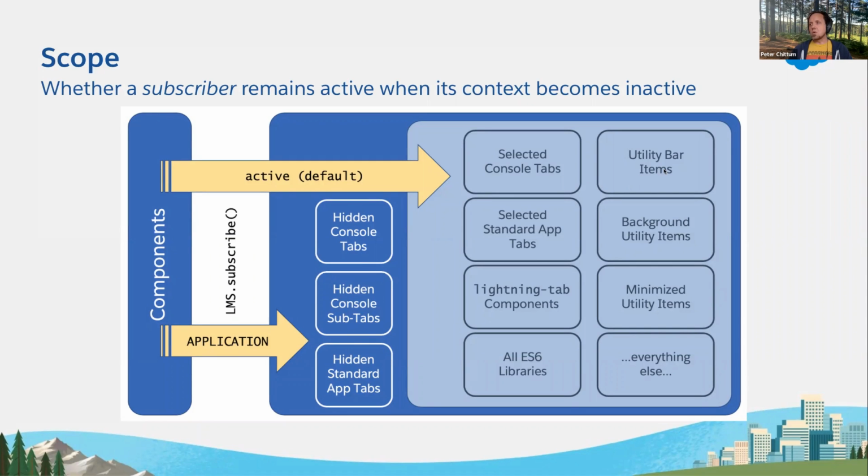And so, this is the other thing to think about: if it's not a console tab or a standard tab, it's always active. So things like, if you're using an ES6 library with your Lightning Web Component, you don't get to take advantage of active or not. It's always active. If it is a minimized utility bar item, it is always active. If it's a background utility bar item, it's always active. So basically everything else is active all the time, except for if a console tab, a console subtab, or a standard app tab is hidden. Let's go see what that looks like in practice.